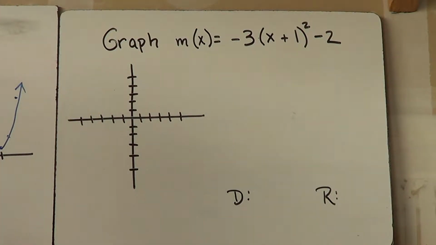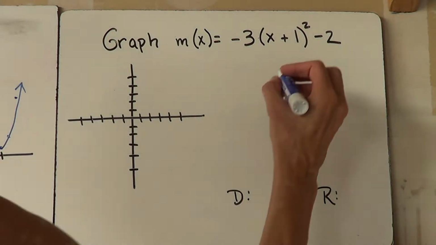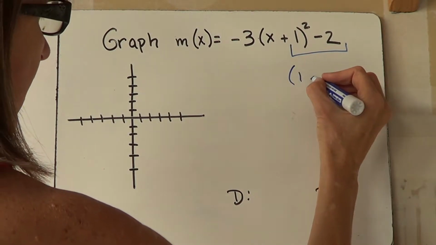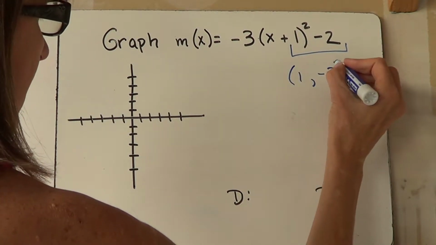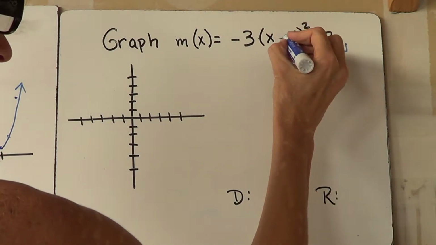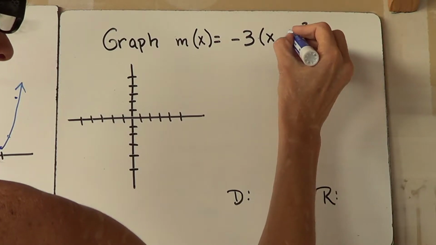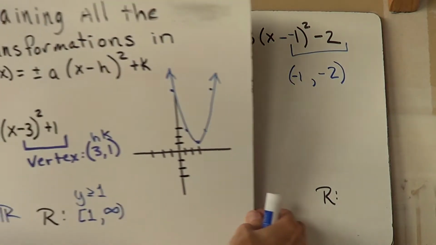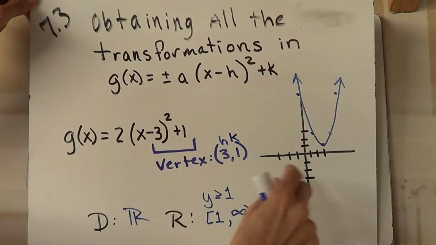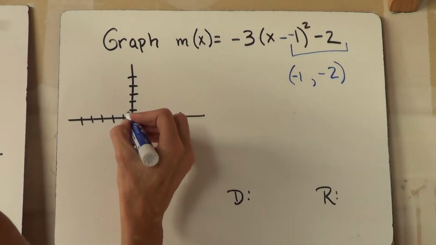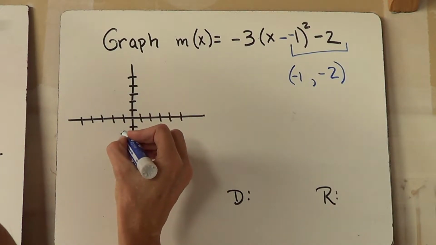Okay, so here we go again. They want us to graph this. First thing, there's our vertex, 1, negative 2. Now there's a mistake here. Remember, the minus is in the equation, so that's actually a minus 1. You always need to switch your h value, just like we did in this one. It was a negative 3, it went to positive 3. So negative 1, negative 2. So we go over negative 1 down to negative 2.